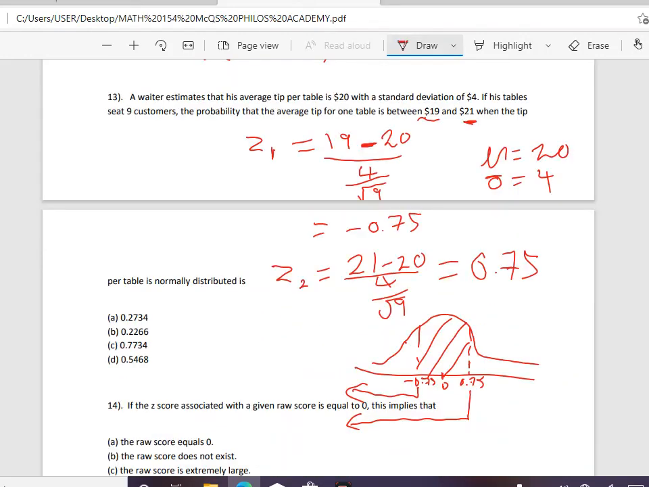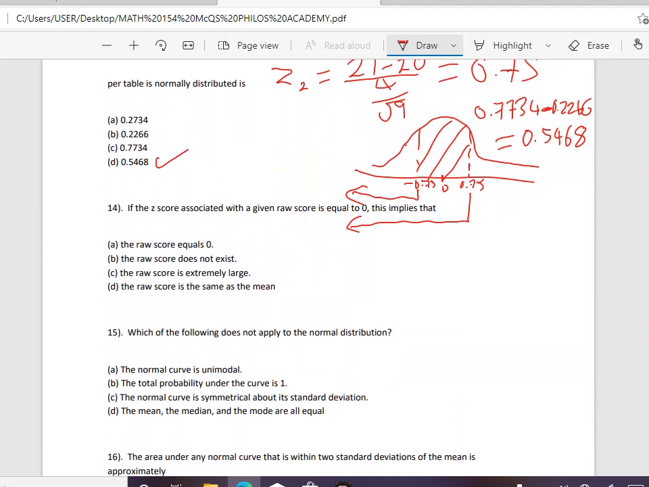So 0.75 gives us 0.7734, is that not so? Minus this, also to the left, which gave us 0.2266. So when you subtract, you get 0.5468. So the answer is D, right?